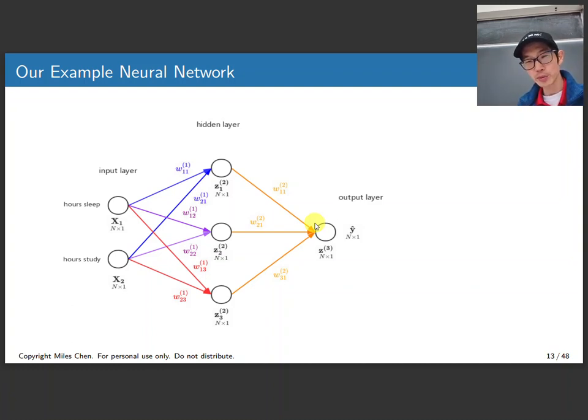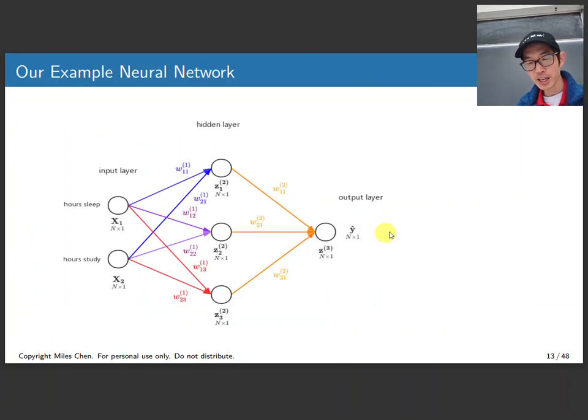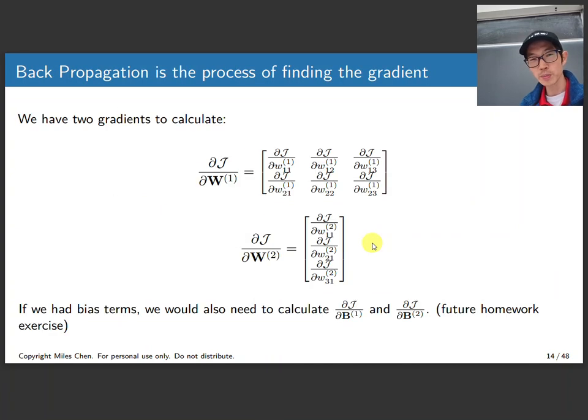And what is the gradient? We want to figure out how our loss function changes with respect to changes in each value, W11, W21, W31, and this matrix, and also this matrix and whatnot. Okay, so we have two gradients to calculate.